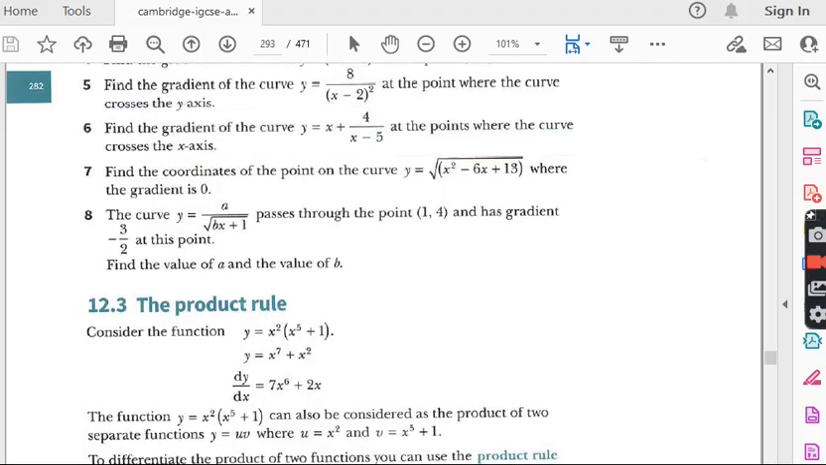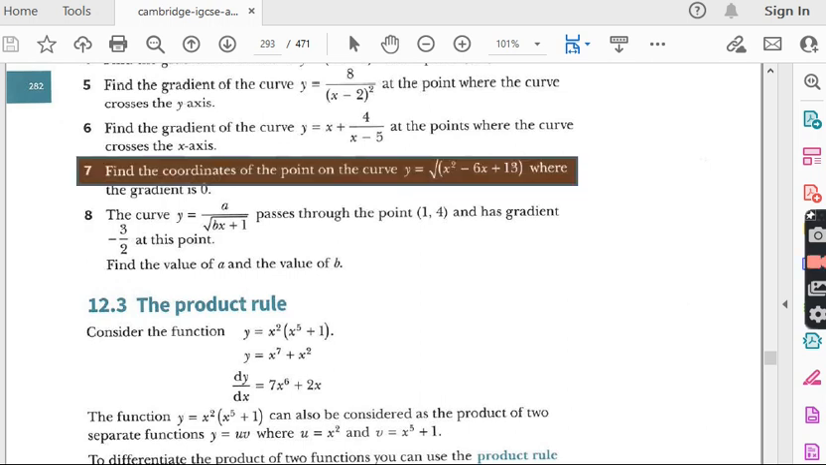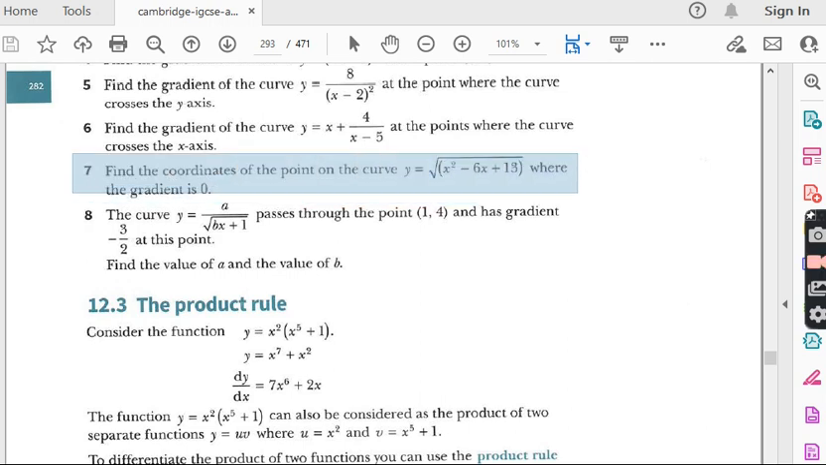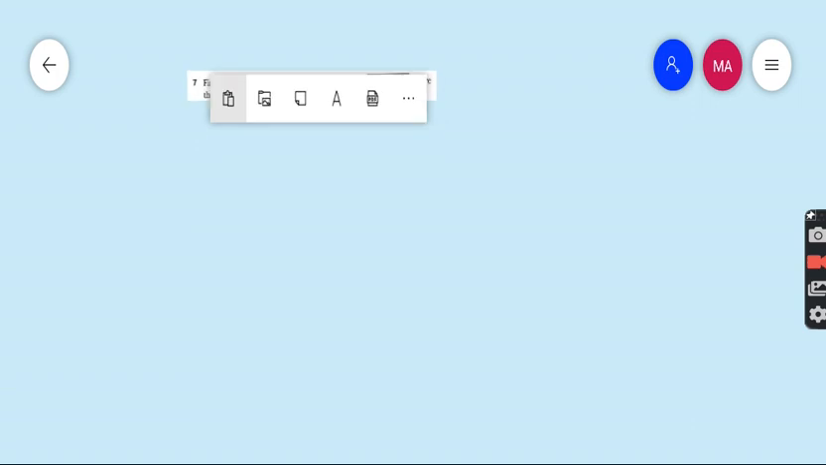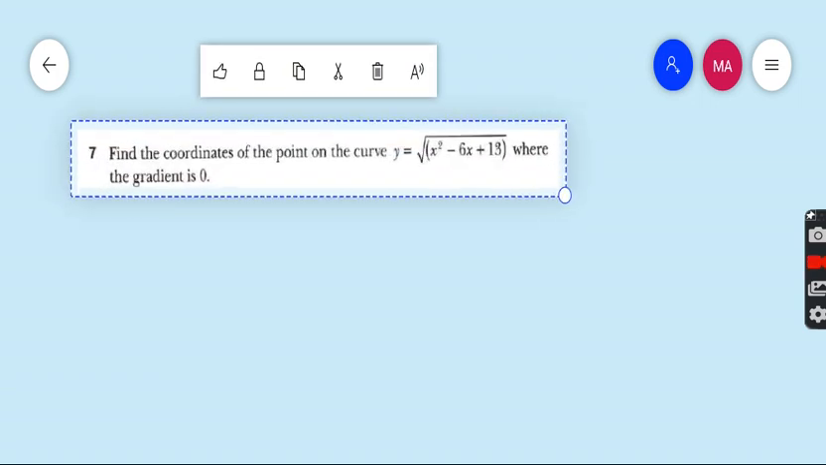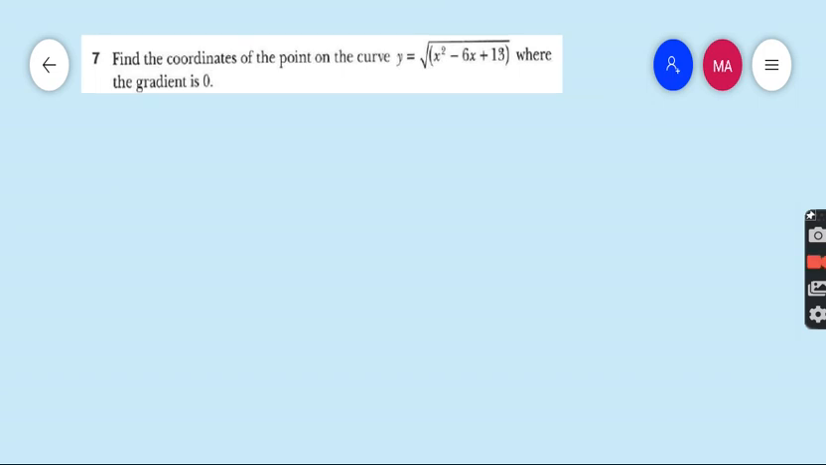Question number 7 is: find the coordinates of the point on the curve y equals square root of x square minus 6x plus 13 where the gradient is 0. Very easy question, very easy.